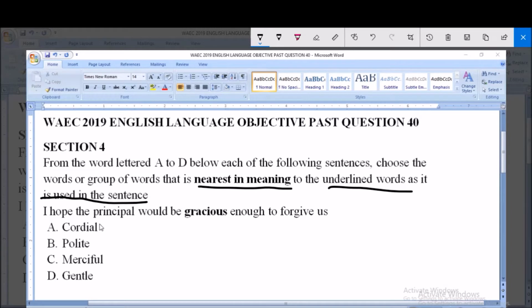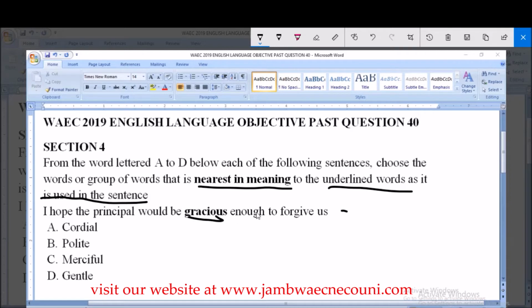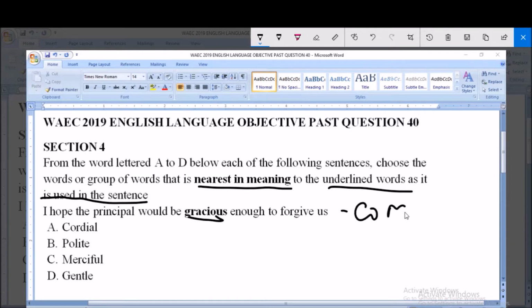So option A is cordial, B polite, C merciful, D gentle. So gracious as it is used in this sentence, gracious being the underlined word, means compassionate.